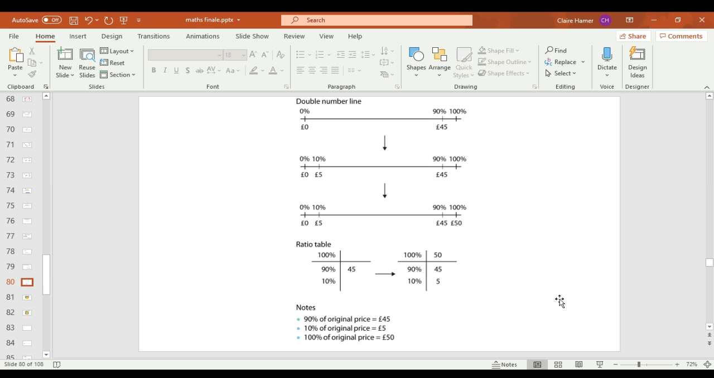Here's another way of thinking about it with the ratio table. So you divide by 9, work out 10%, then multiply by 10, £50. Did you get that? Did you have a different method? Did you use one of these methods?